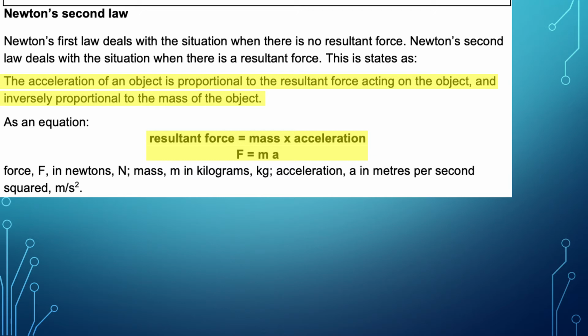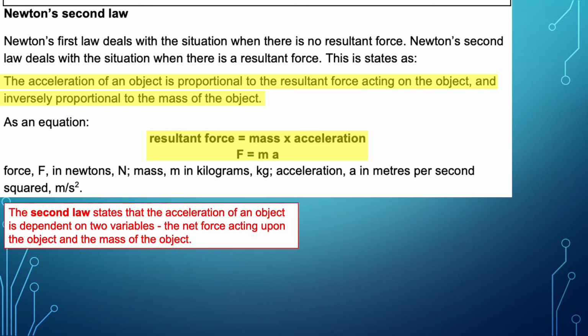This is probably one of the most commonly used formulas in physics that has to do with motion, because it's one of the simplest. You've got force, which is always in newtons, mass in kilograms, and then acceleration in meters per second squared. Let me just clear this up for you. The second law states that the acceleration of an object is dependent on two variables, the net force acting on an object and the mass of the object. And hopefully this comes across as, oh yeah, that makes sense.